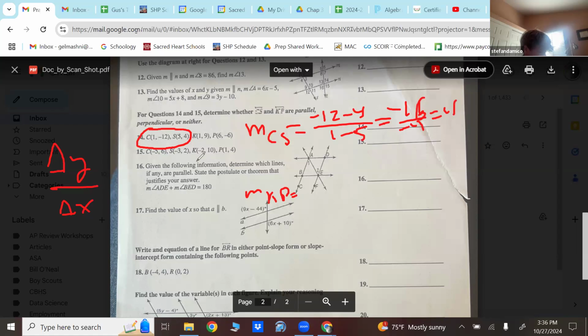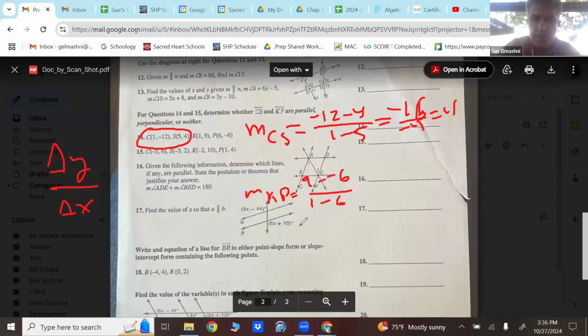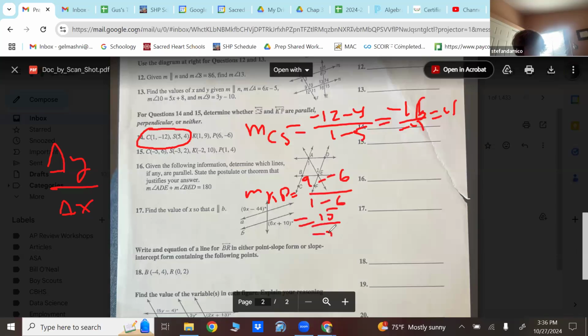Now, if I repeat it for KP, 9 minus negative 6 over 1 minus 6, I get 15 over negative 5. It's negative 3, no good. Totally different. I'm going to say no.